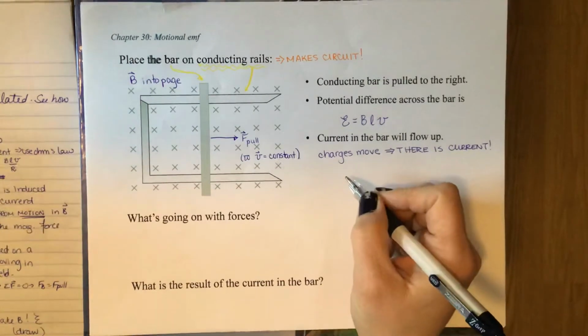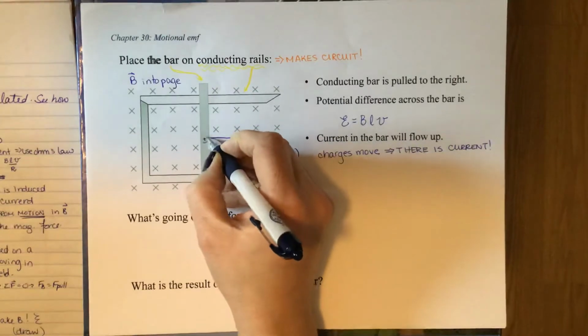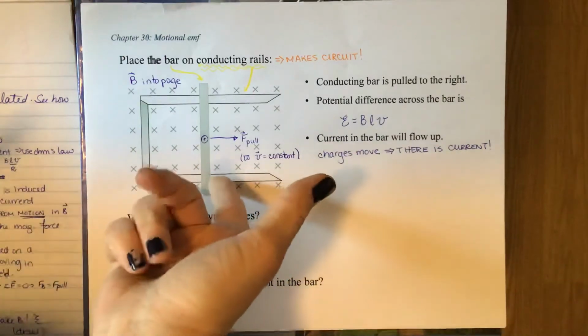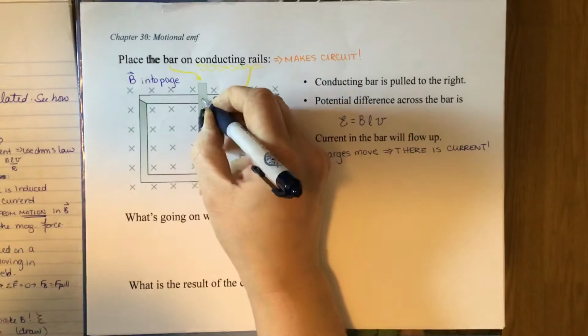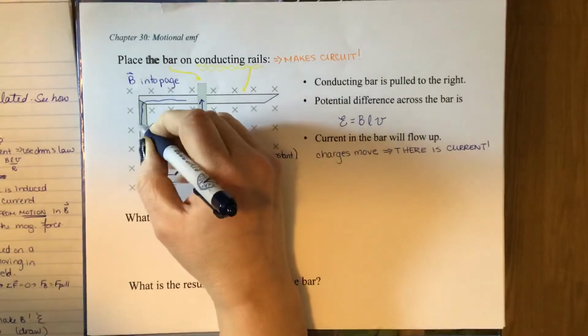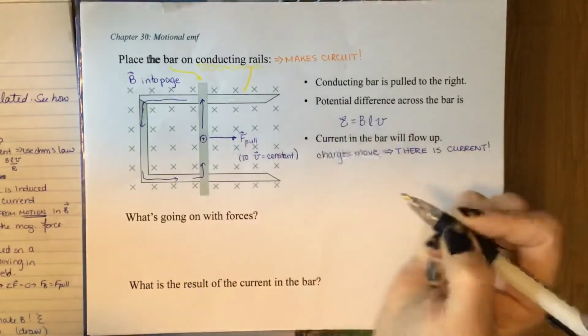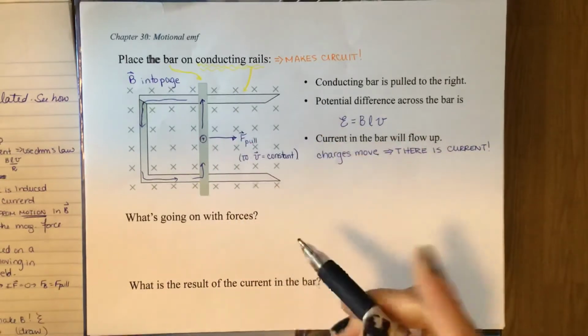Which way does the current flow? Well, any positive charge in this bar feels a force. So it's moving this way, the field is into the page, it feels a force this way. So the charges, positive charges, move up this way. That means that the current comes around our circuit this way. So the charge in the bar moves up, and for the circuit as a whole, it moves counterclockwise.